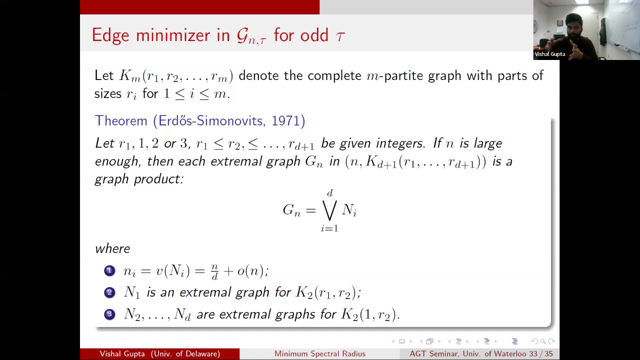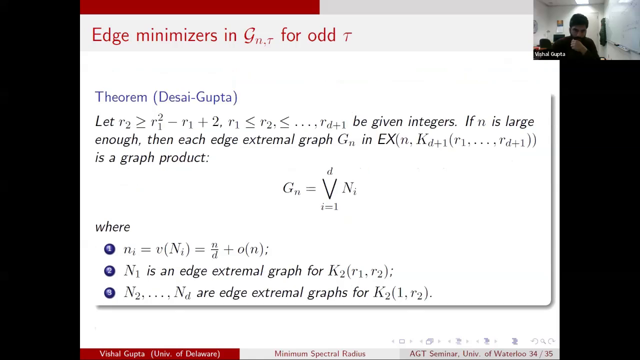So we showed that as soon as we know what this graph is, we take its complement, make it connected, and that will be the edge minimizer for odd dissociation number. And we generalize their result. So in their result, r_1 has the condition that it can be 1, 2, or 3. We notice that we can further generalize this condition on r_1, that when r_1 satisfies this inequality, then the edge extremal graph for the same graph has the same form.